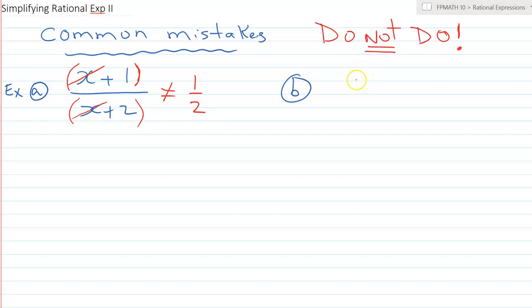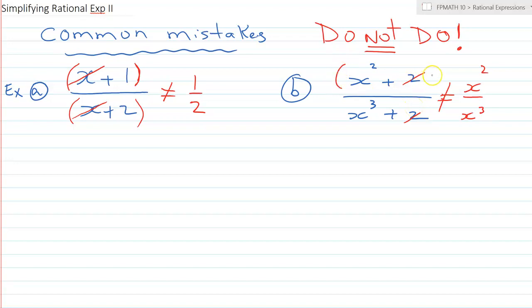Next one, if I give you x squared plus 2 divided by x cubed plus 2, same idea again. You cannot say, oh, this 2 divided by 2, that goes away, and now I have x squared over x cubed, and I'm going to simplify that. That is not true. You cannot do this because, again, x squared plus 2 is one expression on top, and does not have any factors of 2 or anything else, same as the denominator, so you cannot do this.